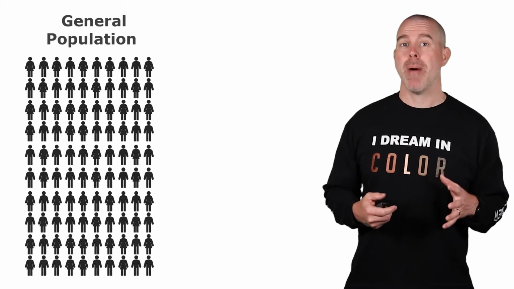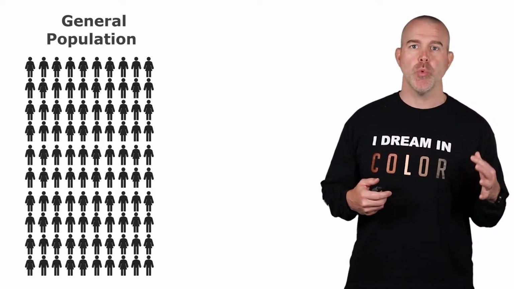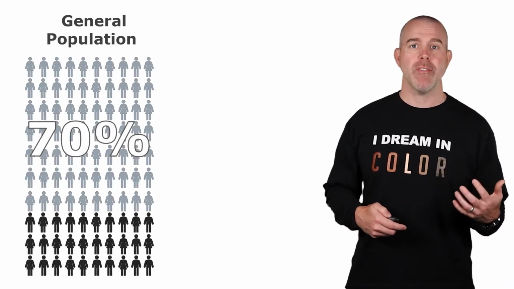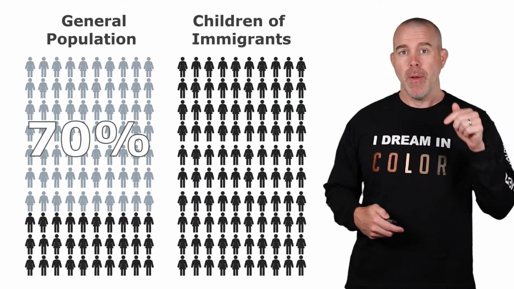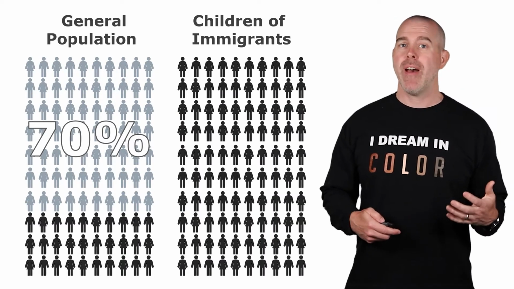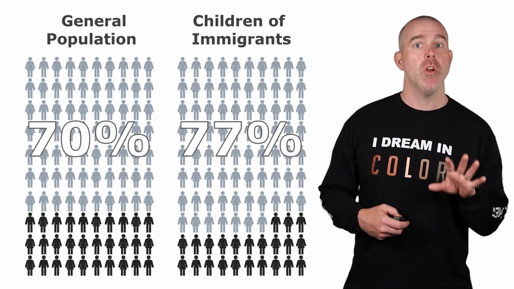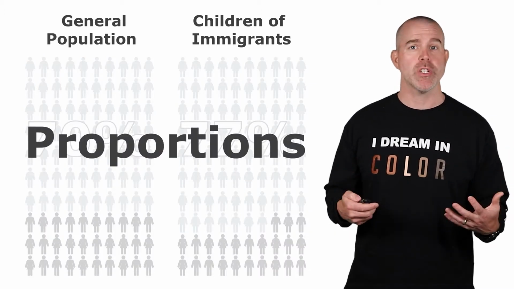We've already done some hypothesis testing. If you recall, we looked at the proportion of eligible voters who were registered. We had the general population, and that proportion was about 70%. And then we also looked at our Children of Immigrants database. I'll put that link in the description. And we found that it was 77% of those who were eligible who had registered to vote. Now, these are examples of proportions.